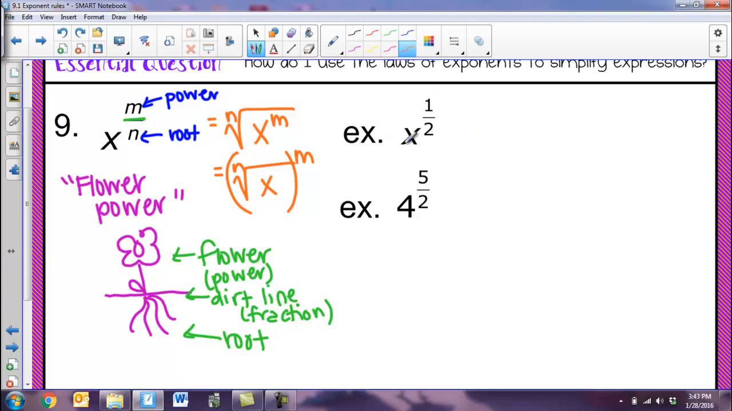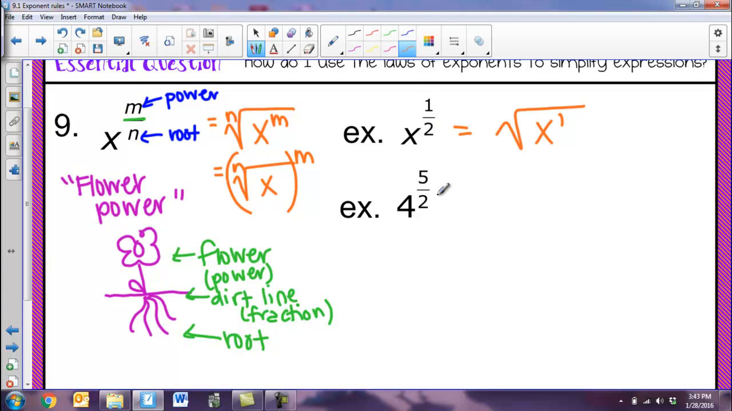If you had x to the 1/2, if you have a fraction exponent, that means that you have a root. So I always automatically write my root in. Figure out what my base is. My base is x. My power is 1, and my root is 2. So I could technically put a 2 there, but I'm not required to because that is already implied with the square root sign. So anything to the 1/2 power is just the square root.